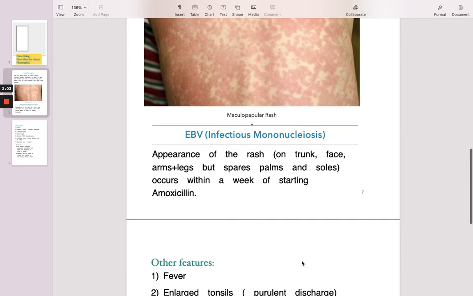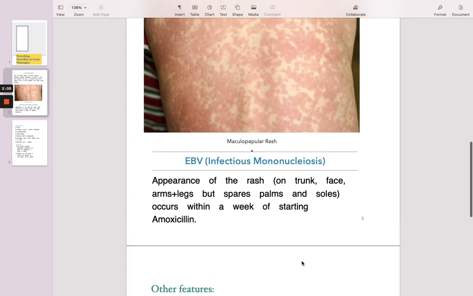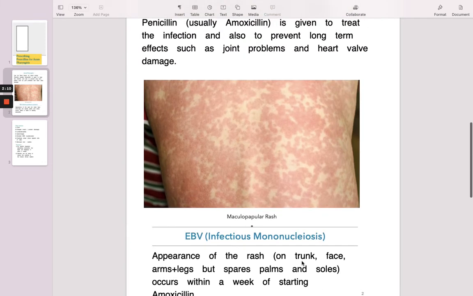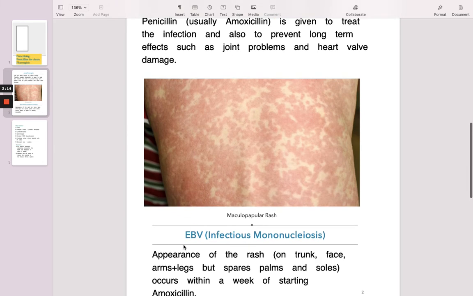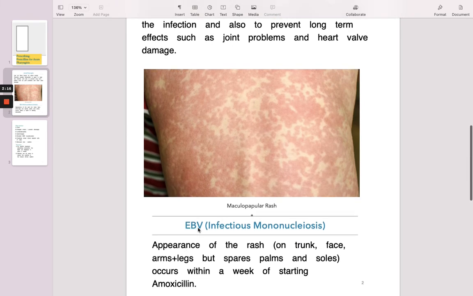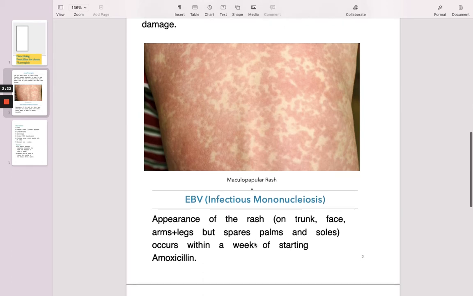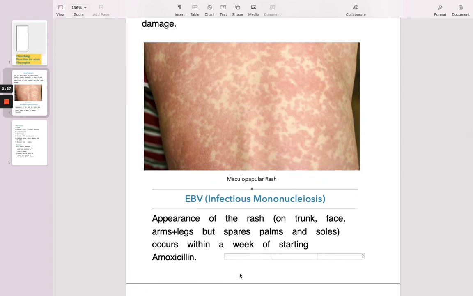And why this is significant is because this tells you that the infection that was treated as strep throat is actually an Epstein-Barr virus infection. So now this infection at this point is called infectious mononucleosis. And this is important to diagnose because amoxicillin is not the treatment of choice for these patients.